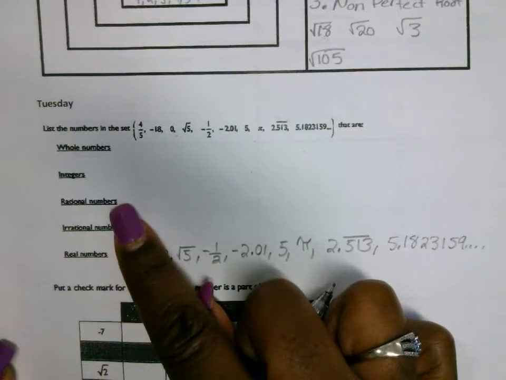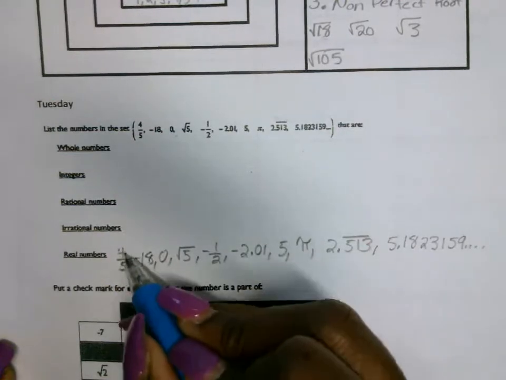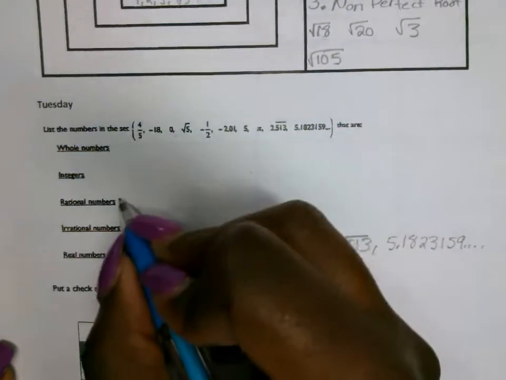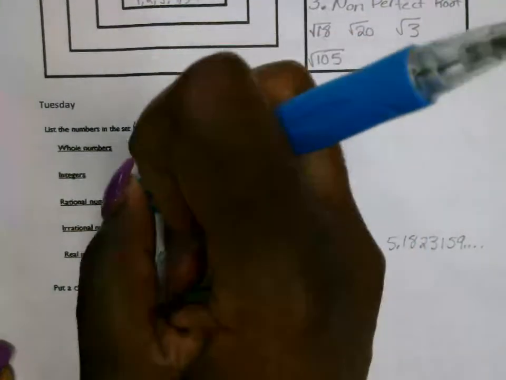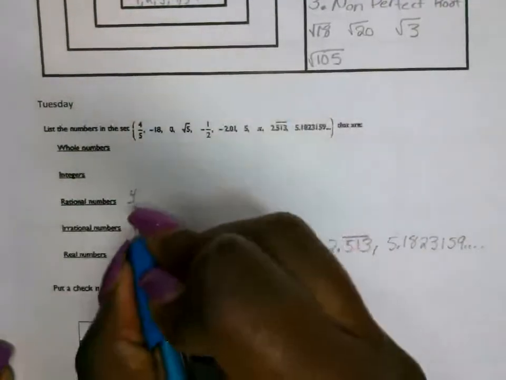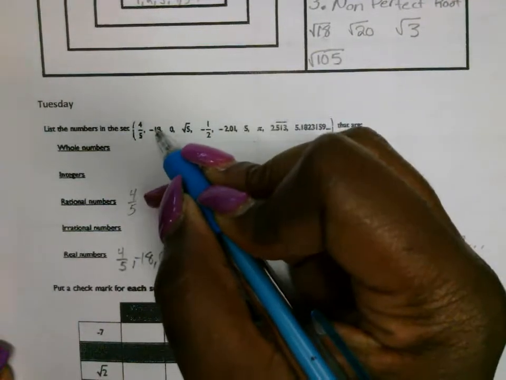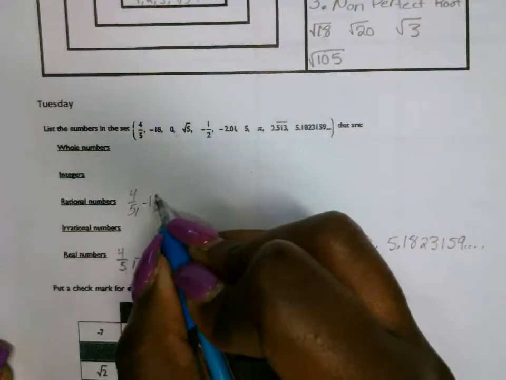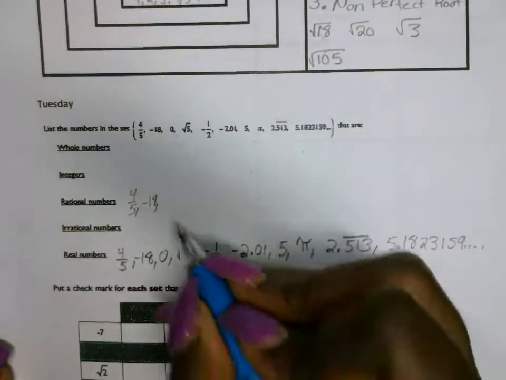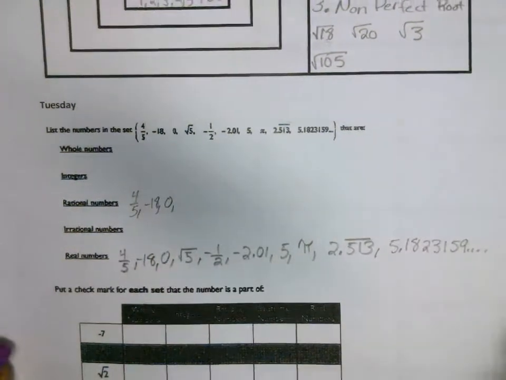Remember, rational can be written as a fraction. Irrational cannot. This is a fraction, so it is rational because it's a fraction. And I'm going to move this so you don't think it's a negative. This is rational. Okay, a negative number is rational. You can write -18 as a fraction. 0 is rational. You can write it as a fraction.